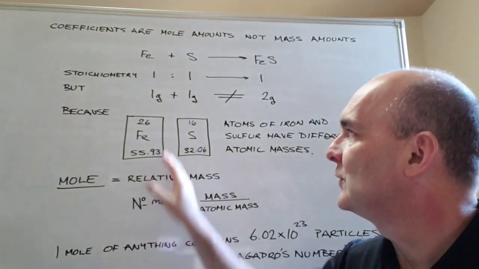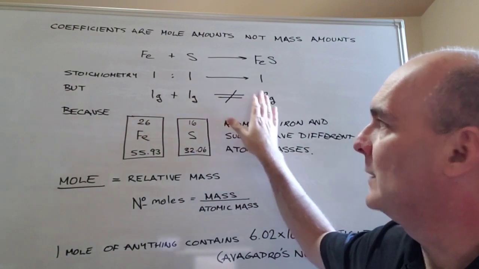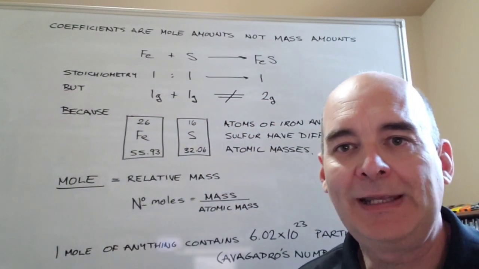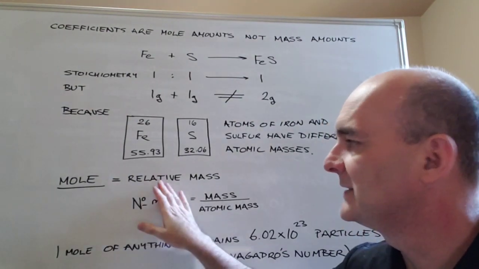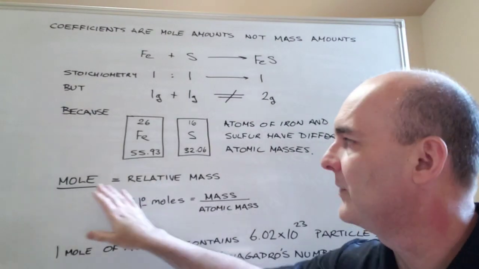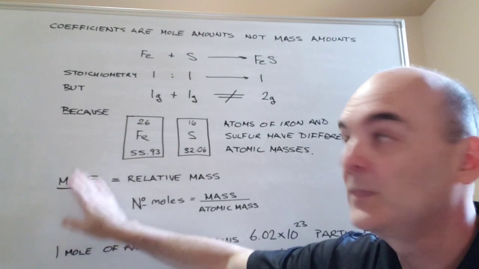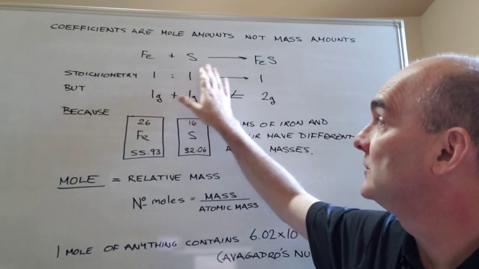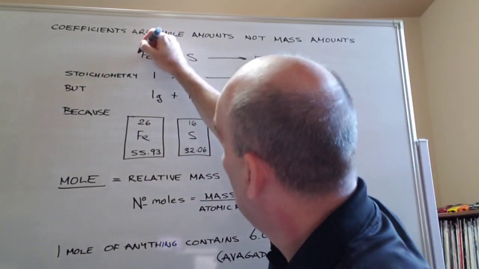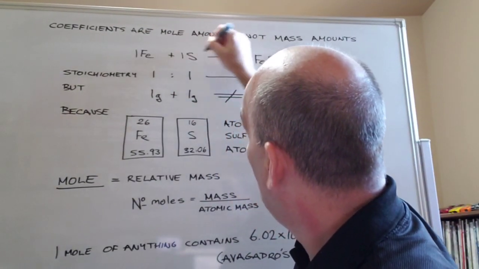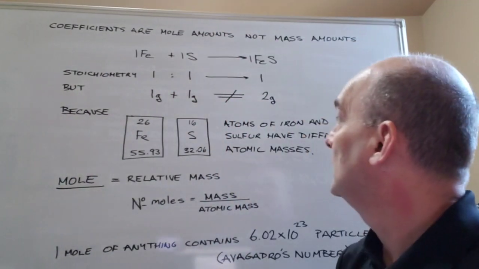So what we need to replace gram amounts in our calculations is a relative mass. And the relative mass that we use is something called the mole. So our coefficients that go into these reactions. Here, 1 iron and 1 sulfur makes 1 iron sulfide.